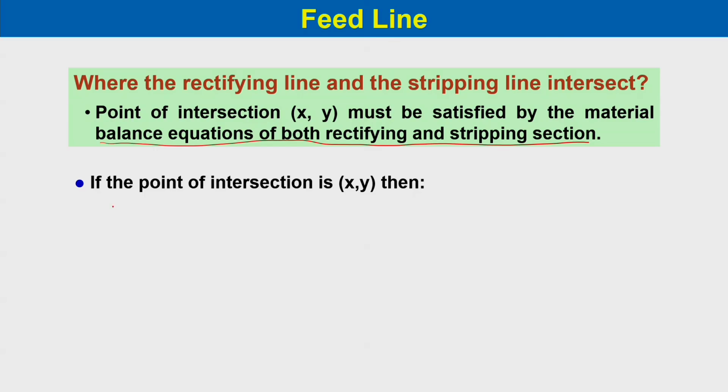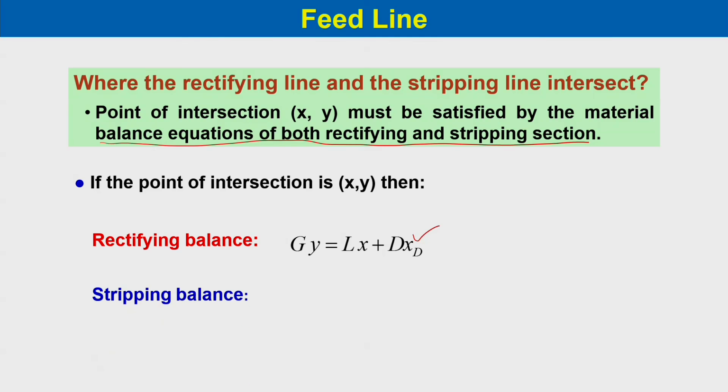If the point of intersection is x y, then for the rectifying section we can write G y would be equal to L into x plus D into xD, where xD is the composition of the distillate. For the stripping balance we can write G bar into y would be equal to L bar into x minus W xW, where xW is the composition of the bottom product.